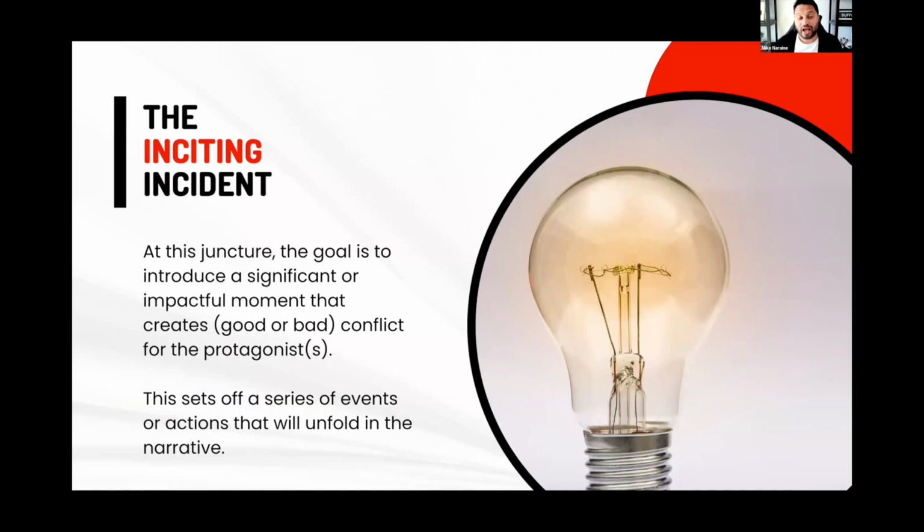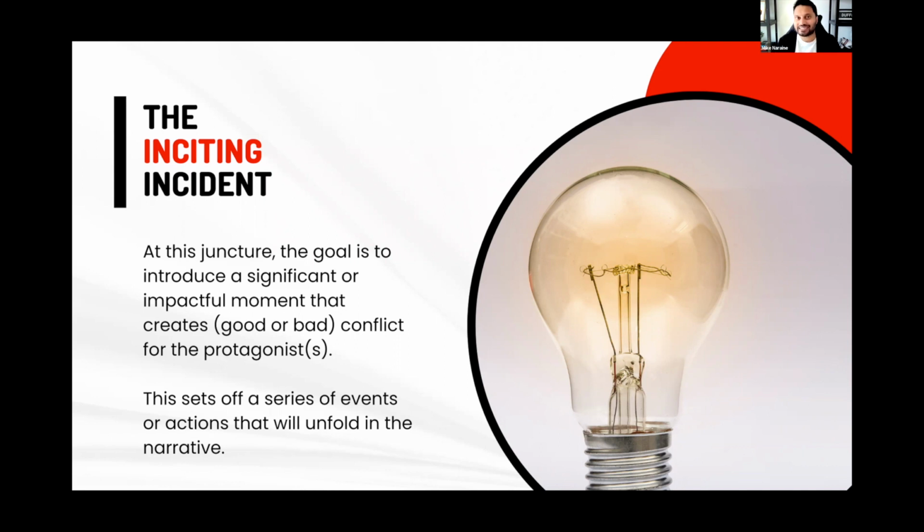Now, with stage two, after exploring that exposition stage, the details, the finer points, the context, the scenario, then we can reach that inciting incident moment. At this juncture, the goal is to introduce a significant or impactful moment that creates a good or bad conflict for the protagonist or protagonists. And this truly sets off a series of events or actions that will unfold in the narrative, reaching that pinnacle or climax, which we'll talk about briefly in the next stage.